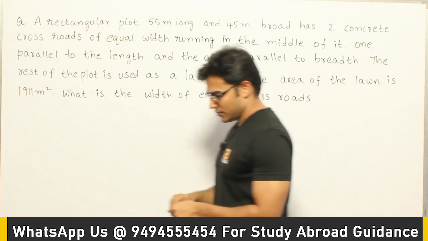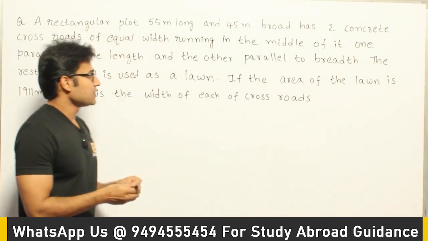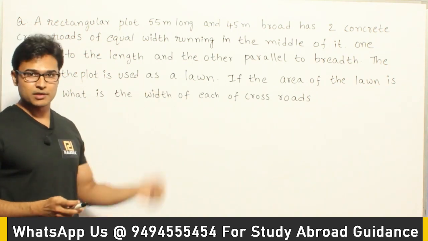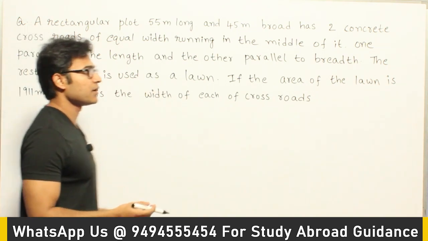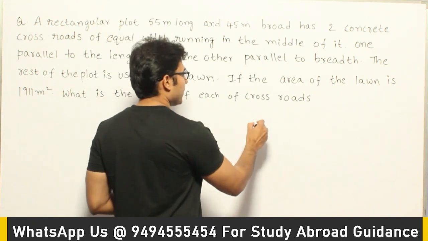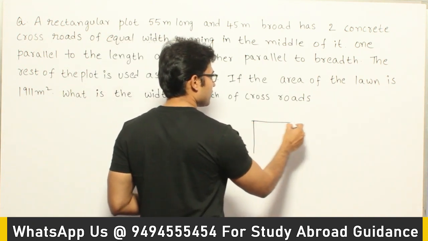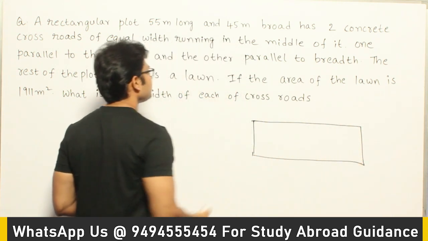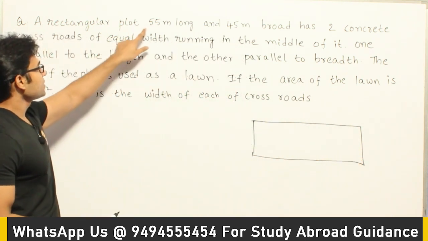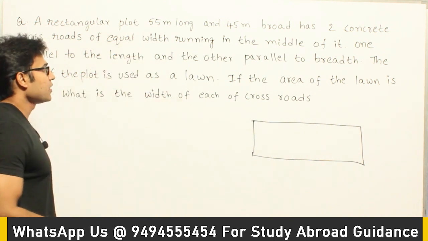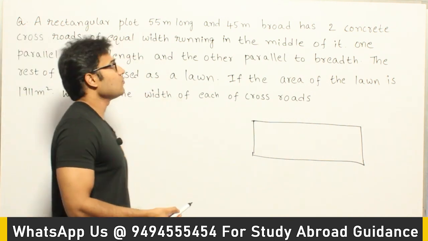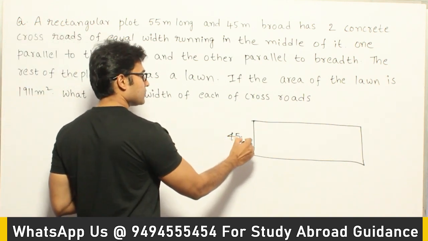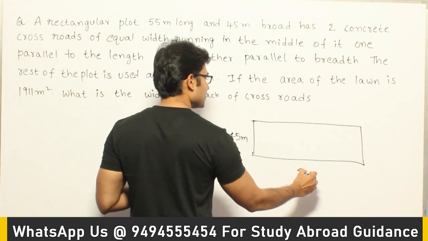That is asked. So whatever they have expressed in this question, I'll try to put it in diagram form. You can pause the video and read the question once again so that you understand what they are trying to say. They are saying that there is a rectangular plot like this, and the length of it is 55 meters and the breadth is 45 meters. So this side is 45 meters and this side is 55 meters.